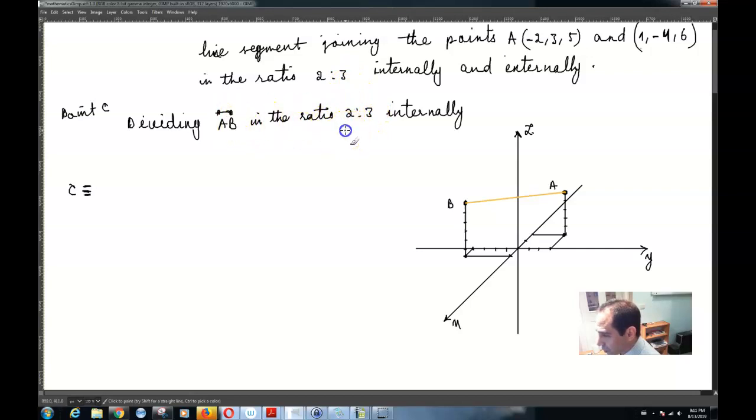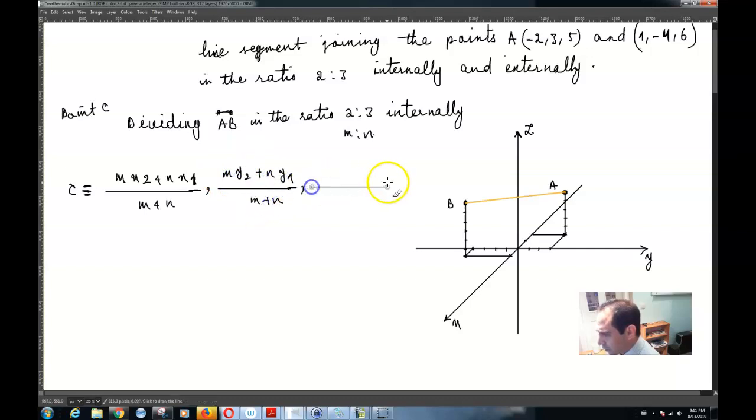so over here the ratio is m to n, and internal division, so then you have m times, for example, x2 plus n times x1 over m plus n, and then you have m times y2 plus n times y1 over m plus n, and then you have m times z2 plus n times z1 over m plus n. That is the formula that you use for the internal division of a line by some point.